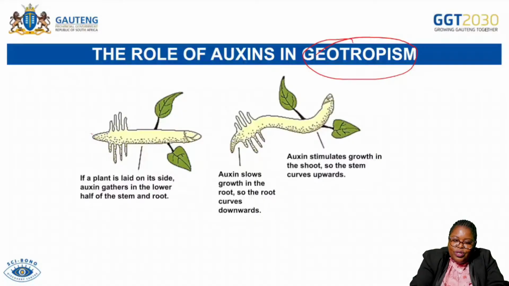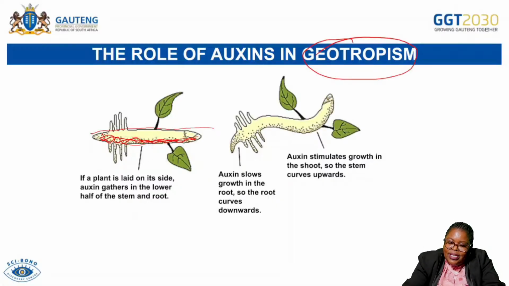So if you put your stem horizontal, what is going to happen, right? If a plant is laid on its side, auxin gathers in the lower side. So when it gathers on the lower side, we are expecting what? Half of the stem and the root is going to grow towards gravity.